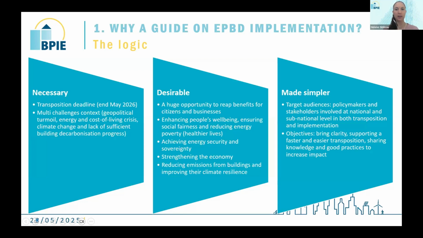As Oliver said in the introduction, our target audience is primarily policymakers active at national level and also at regional and local level, but also stakeholders that participate, that implement, that help, and that support that process. The objective for this guide is to bring clarity. Of course, it's a legal text from the EU level. It can be seen as something complex, so we wanted to bring clarity. And with that, we wanted to support a transposition that is faster, that is easier, that shares knowledge and also good practices, so that in the end, we increase the impact on the ground for people and businesses.